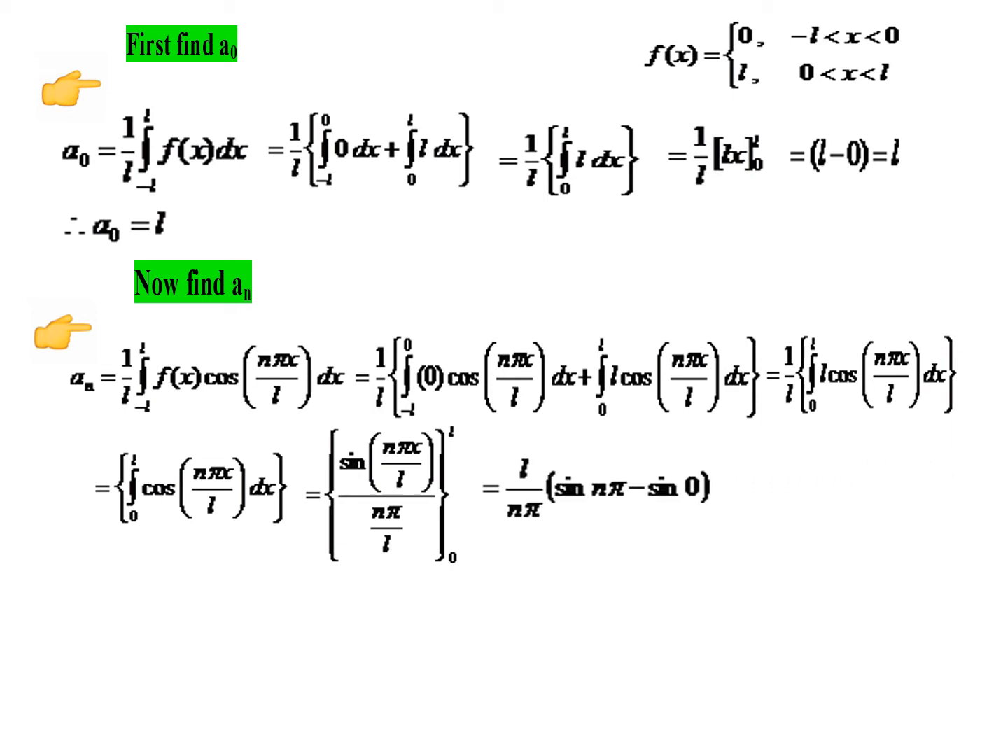So now apply the limit. What is the upper limit? In the place of x, we have to put L. So we get sine n pi minus the lower limit; putting x equal to 0, what do we get? Sine 0. And divided by n pi by L, I have written as L, I have taken to the numerator. So the value is ultimately 0 because sine n pi is 0.